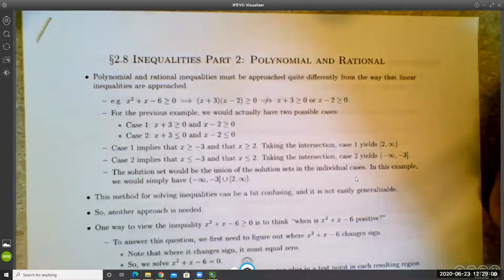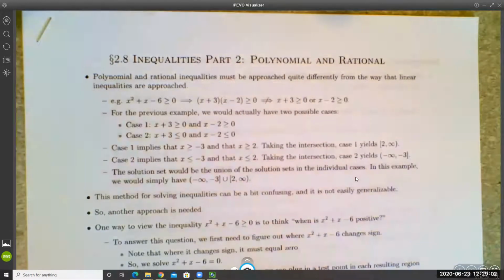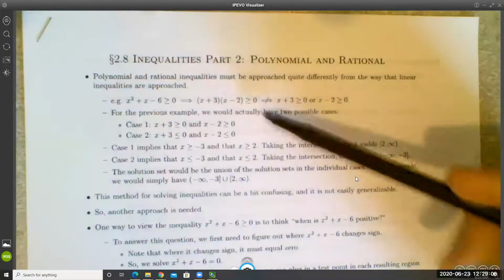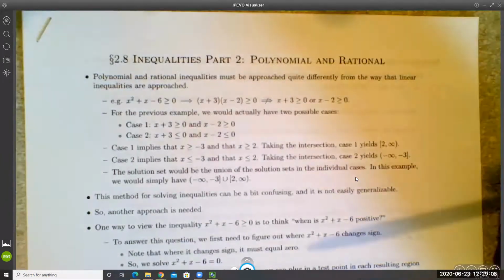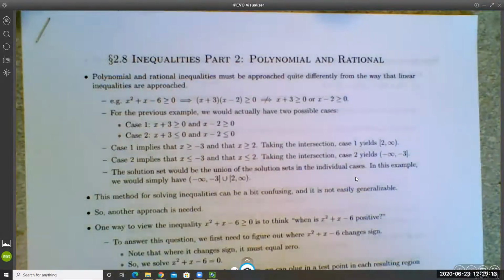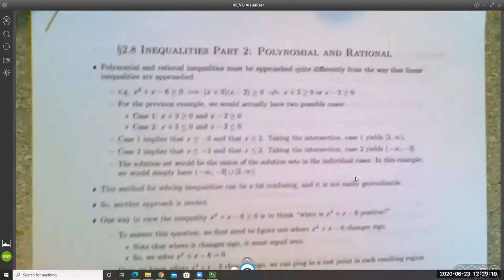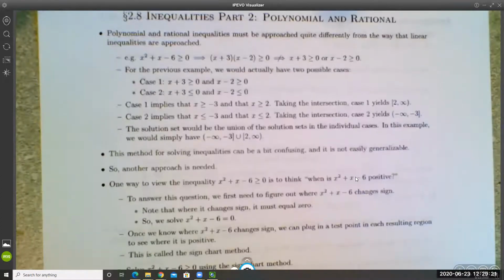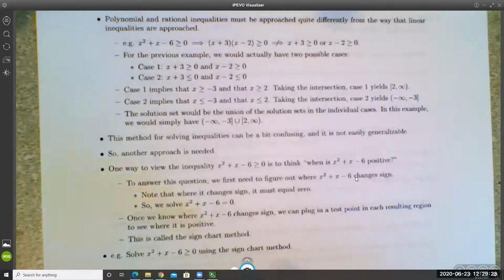So I'm not going to walk you through the details. You're welcome to read the rest of it on your own if you want. But suffice it to say that it's fairly confusing, right? And there's a better way for solving polynomial inequalities that doesn't require us to look at a whole bunch of different cases, okay? So the method that we're going to use is called the sign chart method.